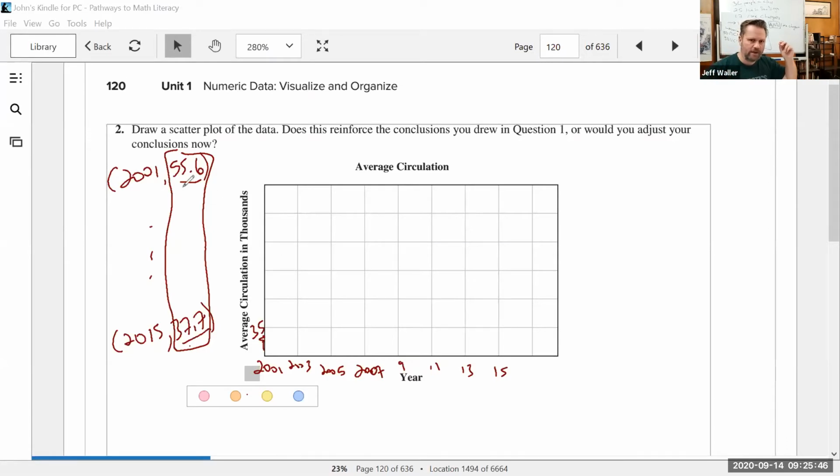So I've got the years all fitting on the x-axis. I need all of these to fit on the y-axis. Why don't I want to go by 15, 35, 50, 65? Because then everything's going to be scrunched up. I want to try to use most of the space. So if I go by 5s, that seems to be pretty good.